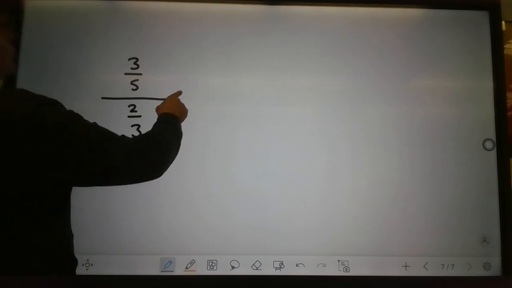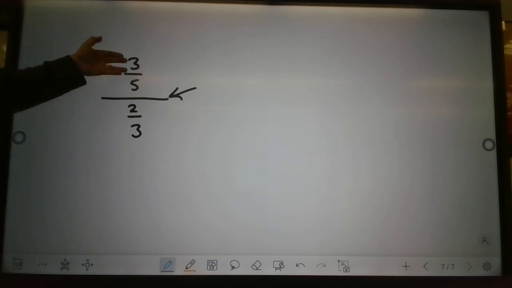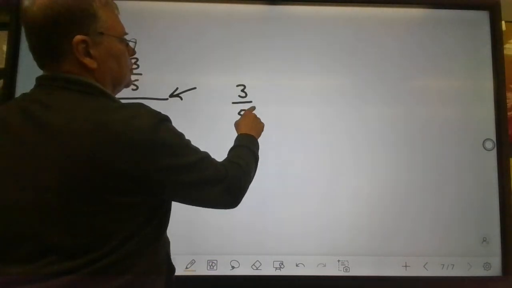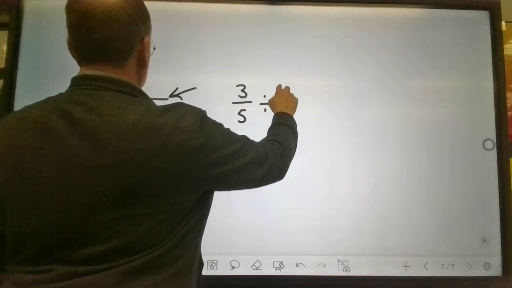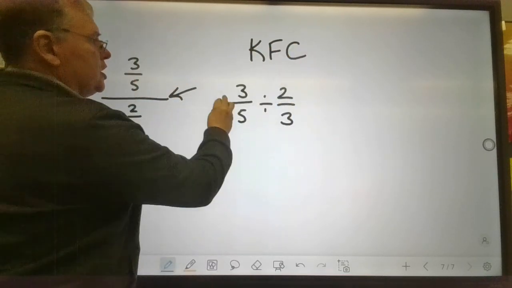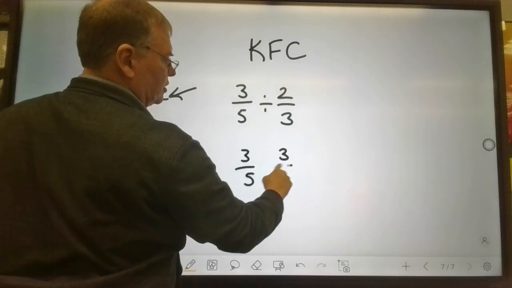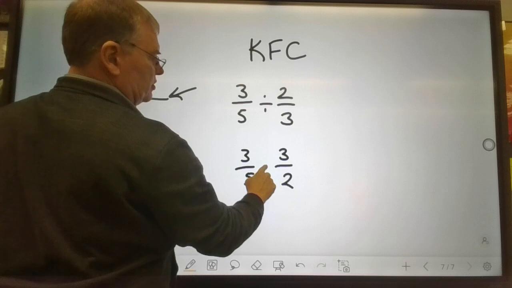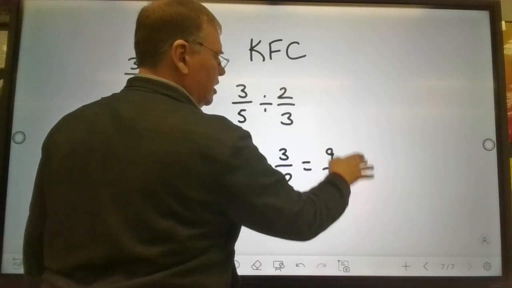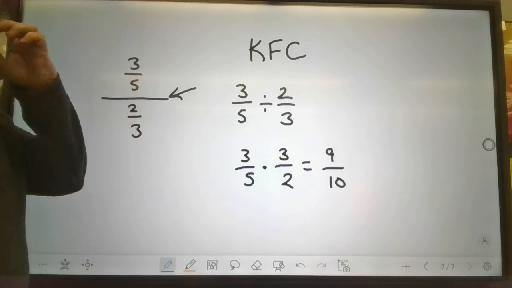So what we have to think about is, what does that bar line mean? Well, it means to divide. It's 3/5 divided by 2/3. And how do we divide fractions without a calculator? You might remember KFC. Keep the first fraction the same. Flip the second fraction. Change the sign to multiplying. And then 3 times 3 is 9, and 5 times 2 is 10. Reduce the fraction if you possibly can. Can't do it here. Okay, so that's how we would do it.